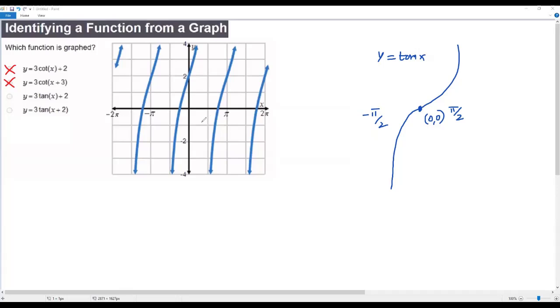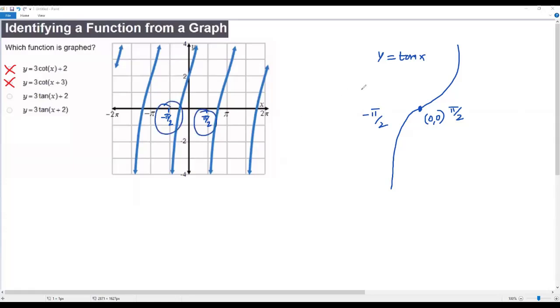But here, when I look at one pattern of the given graph, let's consider here it's negative pi and here we have 0, then the value of x here must be negative pi over 2, and here we have 0 and pi. So this is the exact middle value between the origin and pi. So now the value of x must be pi over 2 here. So one pattern of the given graph is between negative pi over 2 and positive pi over 2. So there is no phase shift or horizontal shift, because one pattern is between negative pi over 2 and positive pi over 2.